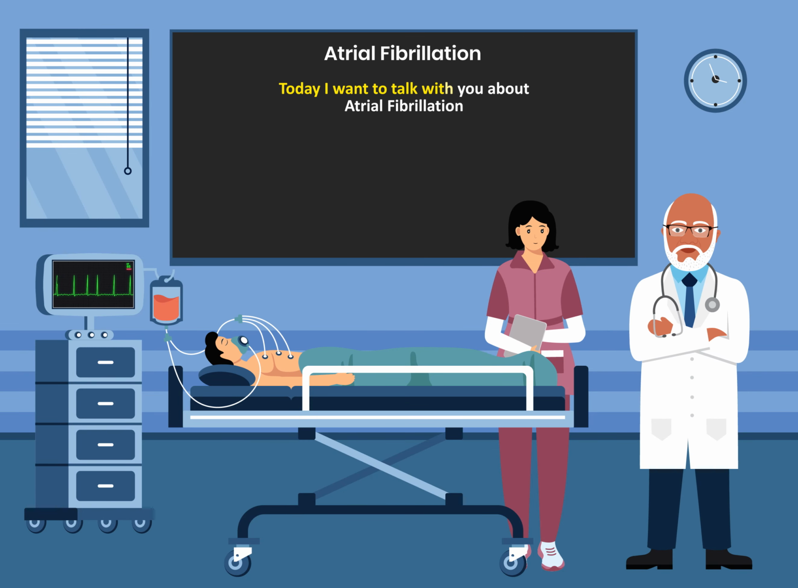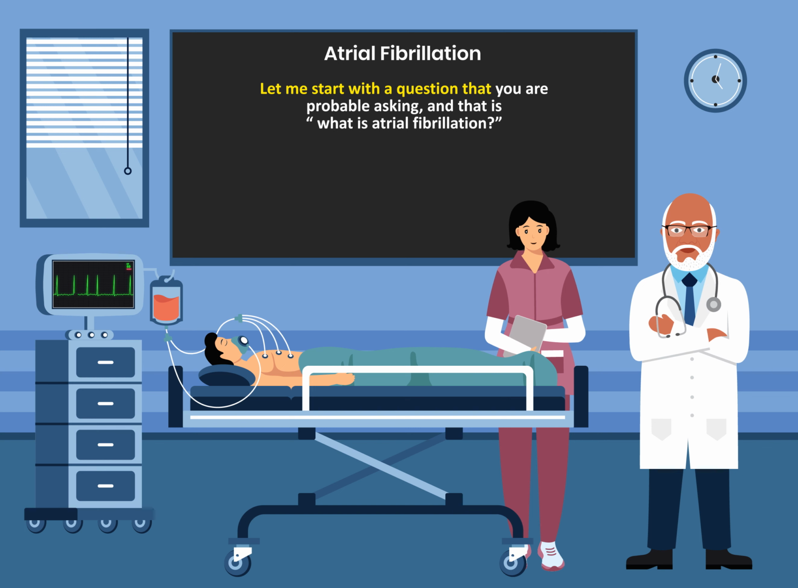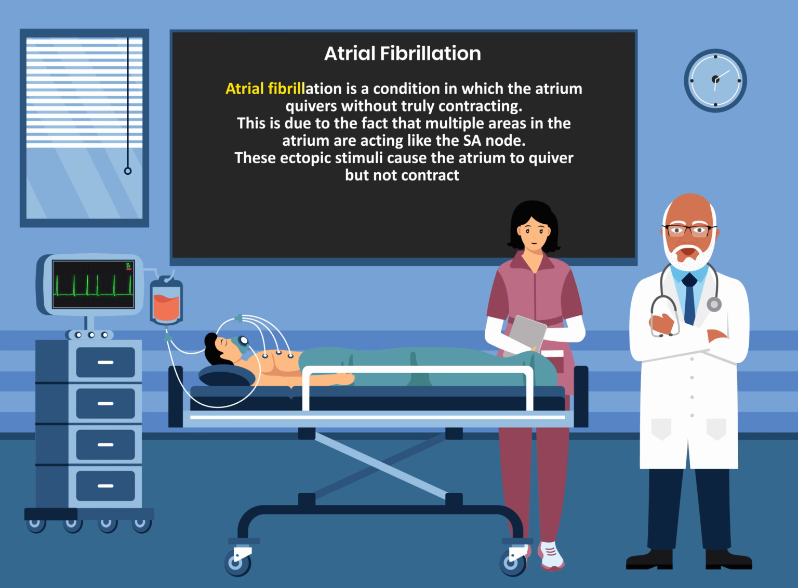Today I want to talk with you about atrial fibrillation. Let me start with a question that you're probably asking, and that is, what is atrial fibrillation? Atrial fibrillation is a condition in which the atrium quivers without truly contracting. This is due to the fact that multiple areas in the atrium are acting like the SA node. These ectopic stimuli cause the atrium to quiver but not contract.